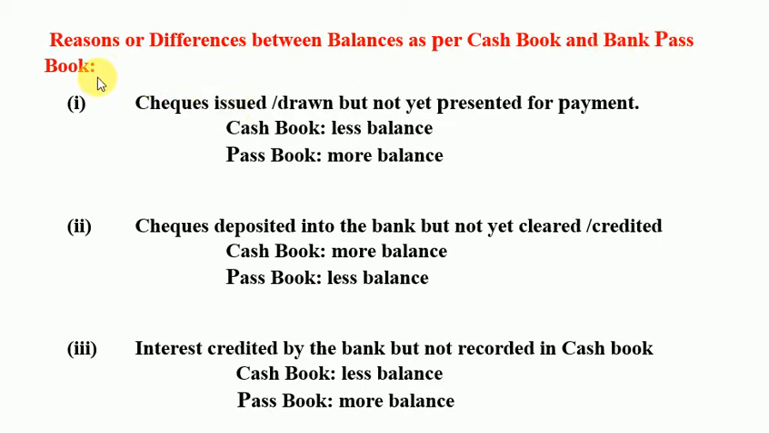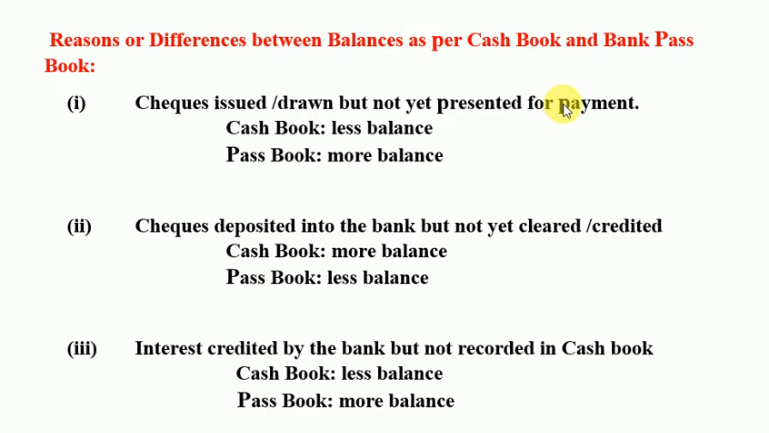Children, last class I tried to explain with a few postings in the specimen of a passbook. I hope you keep in mind the bank column of cash book and passbook when we go through these points. So the first reason or cause for the difference is called checks issued, or you can say drawn, but not yet presented for payment. I repeat, checks issued, drawn, but not yet presented for payment. So let me explain what this point means.